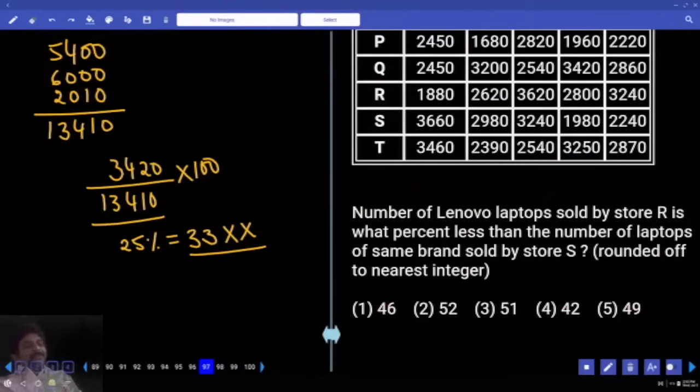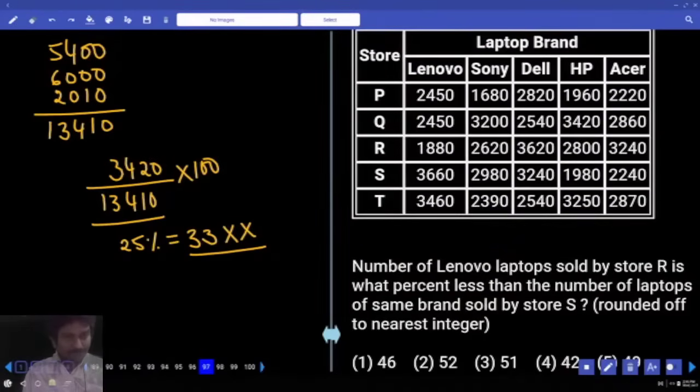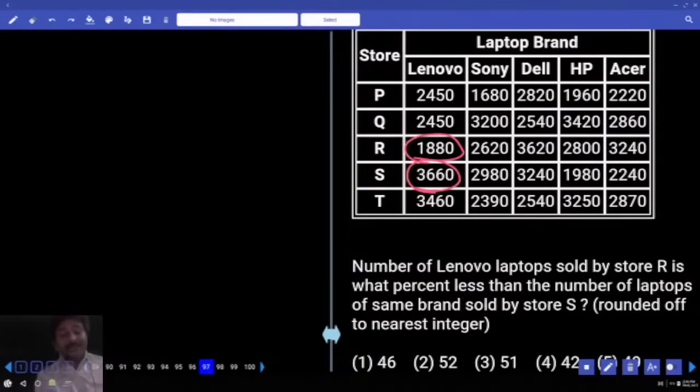Number of Lenovo laptops sold by store R is what percent less than number of laptops of the same brand sold by store S, rounded off to nearest integer. It's about Lenovo. Store R: 1880. What percent less than store S? With respect to 3660, 1880 is how much less, correct?